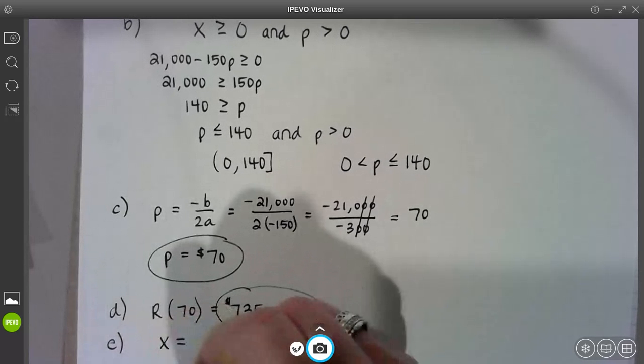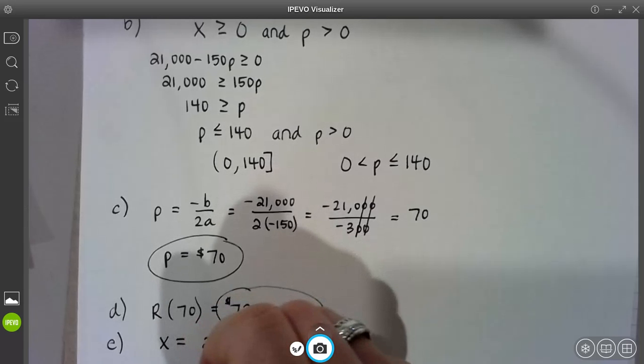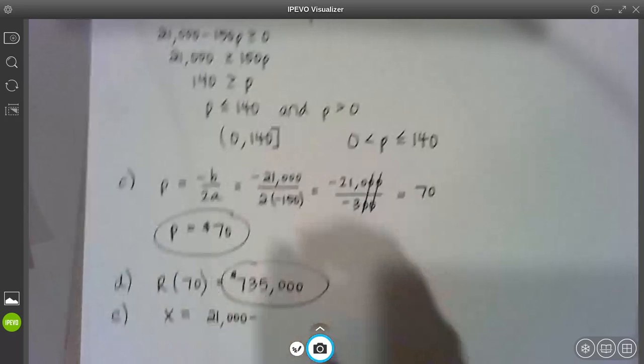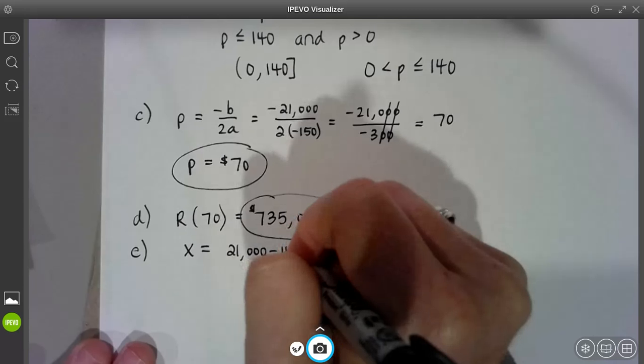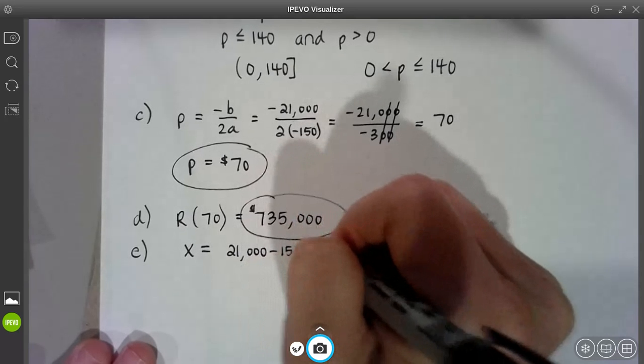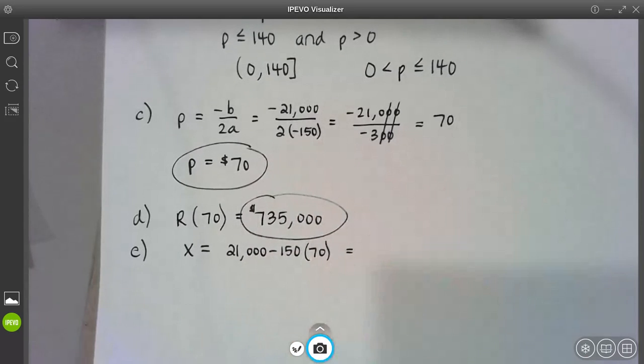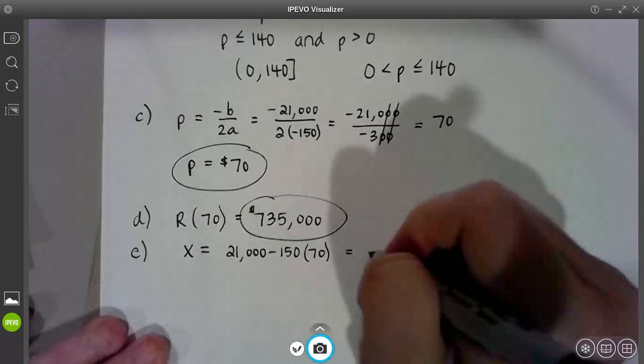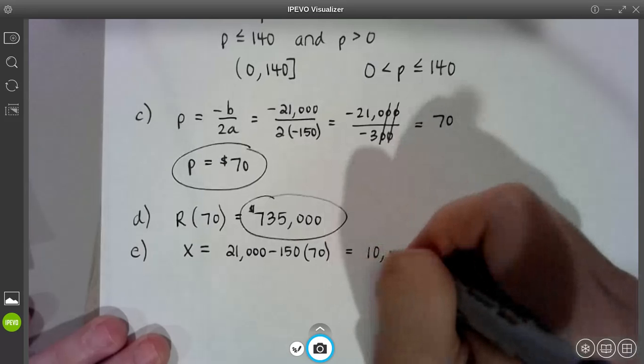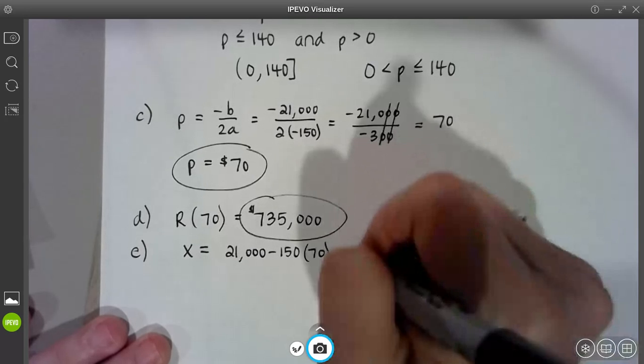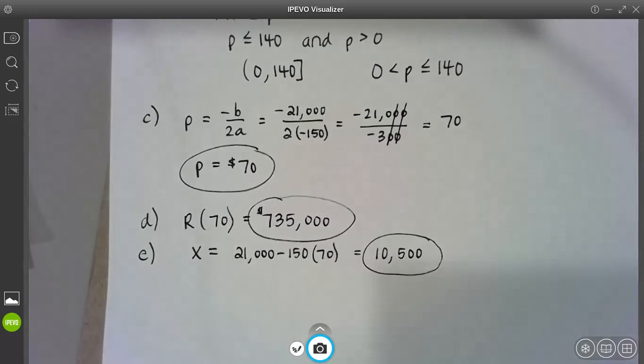So x equals 21,000 minus 150p. Well, we're going to plug in 70 for p, and you find out, I believe, that 10,500 calculators were sold at that price. Okay, everybody hanging in? We're good?